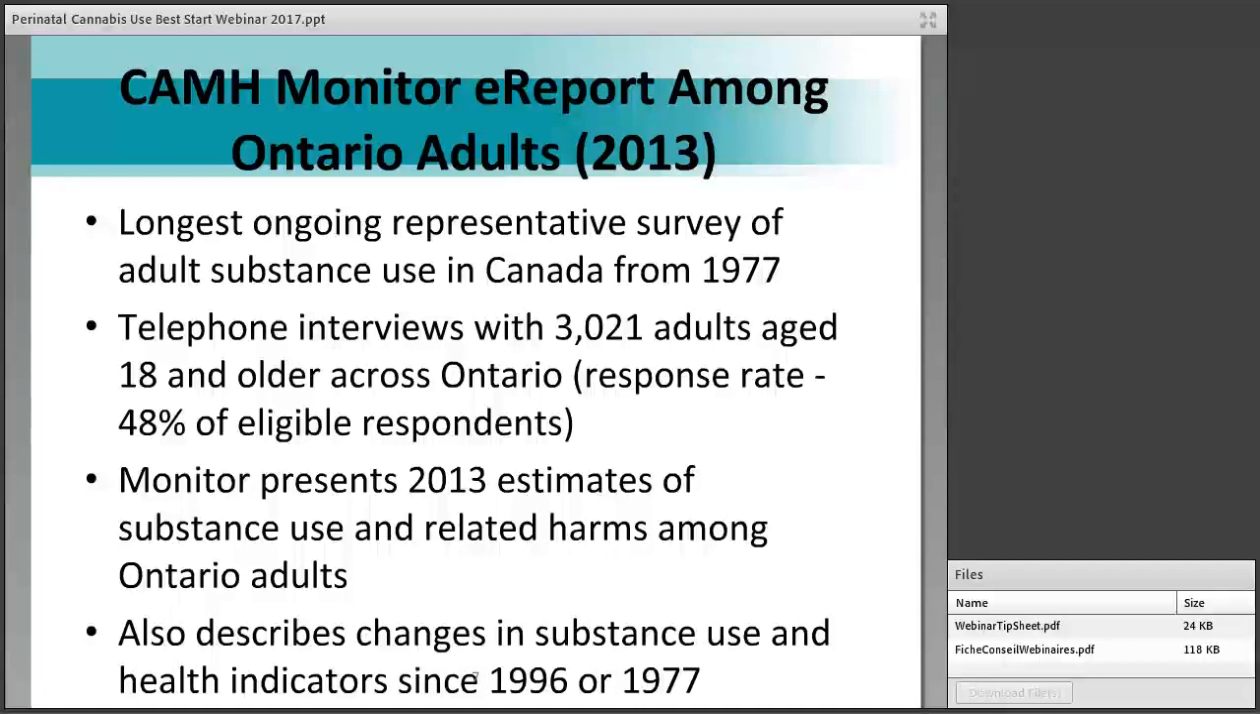When we look at Ontario specifically, we have data from what's called the CAMH Monitor report. And this is the longest ongoing survey of adults in Canada dating back from 1977. This survey involves telephone interviews of adults aged 18 and older. They have almost a 50% response rate, which is quite a representative sample of the population. And they present data looking at 2013 estimates of substance use, and they also look at trends over time in their analysis.